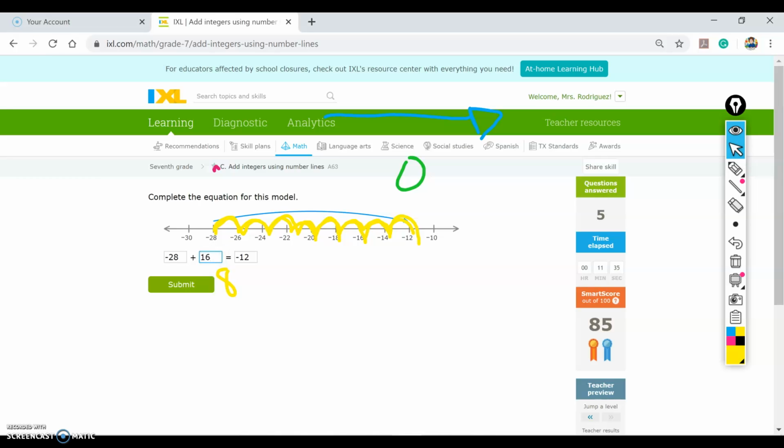One more time, I'm not going to type a positive 16 because then the computer is going to count it wrong. Just put a 16. We know that if it doesn't have a symbol, it's because it's positive. So make sure that you consider that. I'm going to click enter, and there you go.